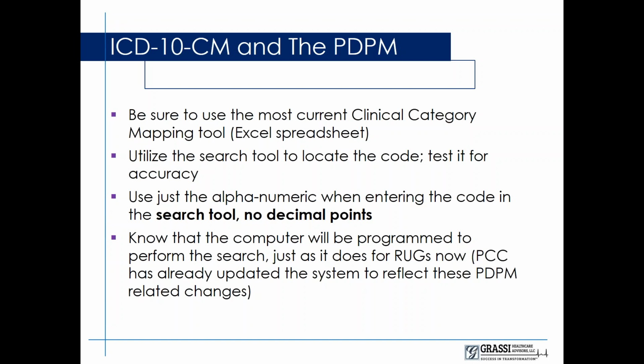So just a little bit about the clinical category mapping tool. That's an Excel spreadsheet. It's available online. Make sure you're using the most current and up-to-date tool. Again, searching for things in the tool, this is just saying no decimal points. Just start typing in and those will appear. I'm sorry, you're talking about the one that CMS has developed. It's on the CMS PDPM webpage, right? Yeah. Yep. Next slide.